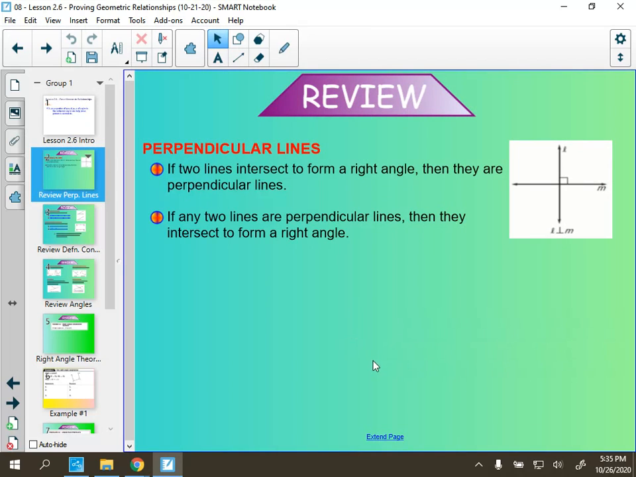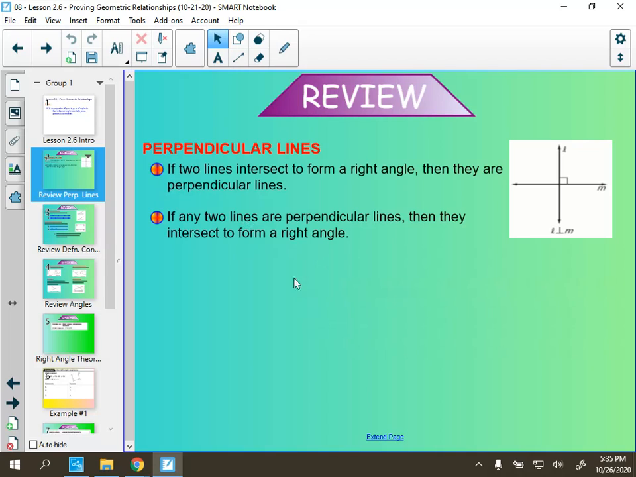The definition of perpendicular lines says that if two lines intersect to form a right angle, then they are perpendicular lines. And it came up then, we were talking about if-then statements. So that's how it's written. If two lines intersect to form a right angle, then they are perpendicular. The converse is also true. If any two lines are perpendicular, then they intersect to form a right angle.